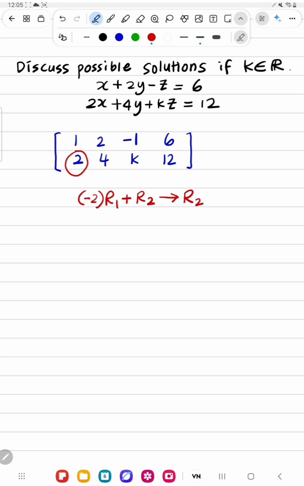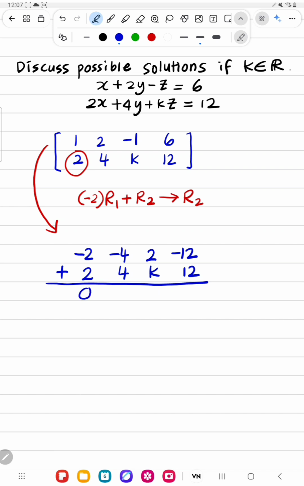Multiply all entries in row 1 by negative 2, negative 2, negative 4, 2, and negative 12. Then copy row 2 below: 2, 4, k, 12. If we add them, 0, 0, k plus 2, 0.